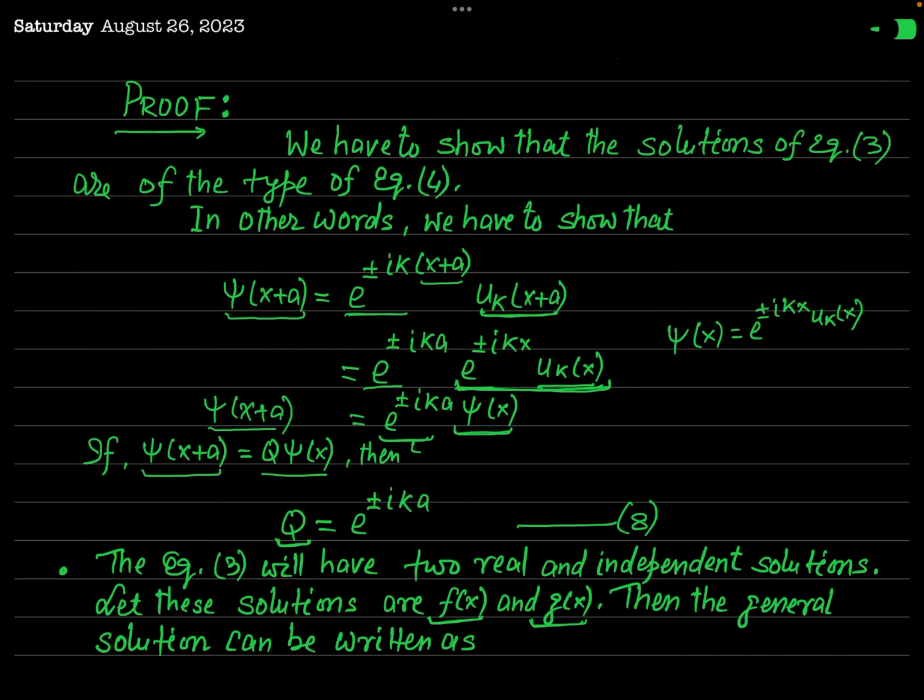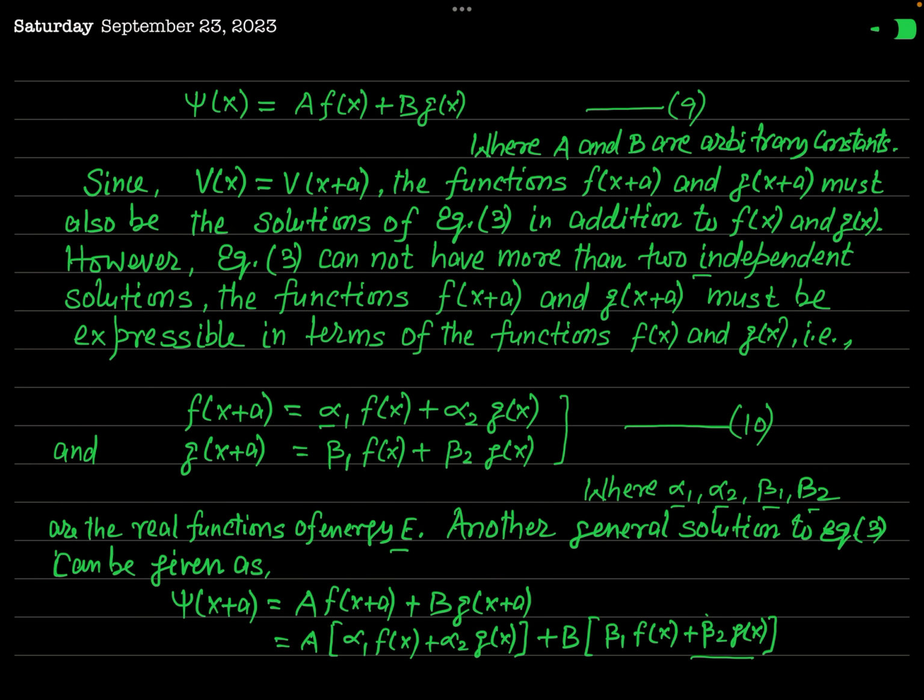So if this f of x and g of x are substituted in place of psi, the equation will get satisfied. Okay? And again I have told you, if f of x and g of x are the two independent solutions of the Schrodinger equation defined in equation 3, then a linear combination of f of x and g of x will be the most general solution of this equation. So you can write the most general solution of that very Schrodinger equation in this manner. This is psi of x equal to a times f of x plus b times g of x.